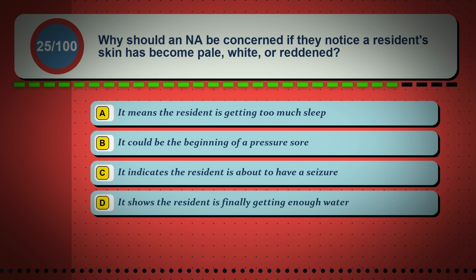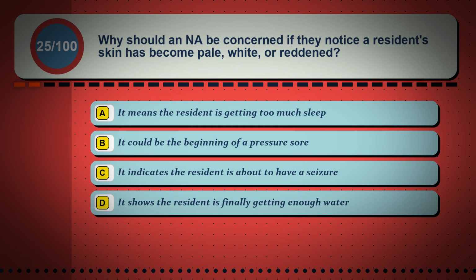Question 25. Why should a NA be concerned if they notice a resident's skin has become pale, white, or reddened? Option A, it means the resident is getting too much sleep. Option B, it could be the beginning of a pressure sore. Option C, it indicates the resident is about to have a seizure. Option D, it shows the resident is finally getting enough water.